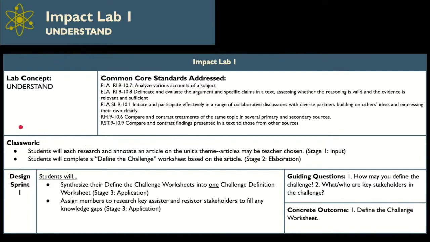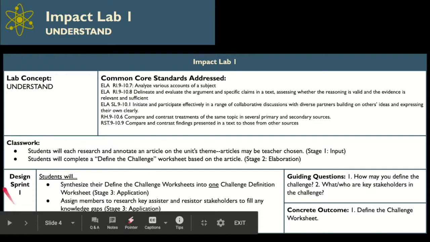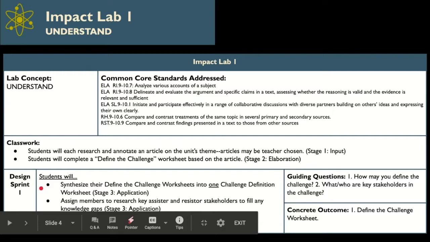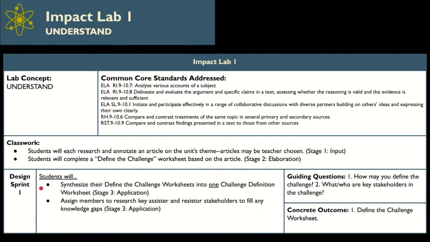Then that class is done, and it moves into the second stage, which is the design sprint stage. So you have design sprint number 1 here, and this would be online and Hatch facilitated. So students will synthesize define the challenge worksheets into one challenge definition worksheet. So basically, they're all bringing their worksheets together, and then together they're collaboratively deciding what needs to be in a synthesized worksheet. And that would be considered stage 3, application.